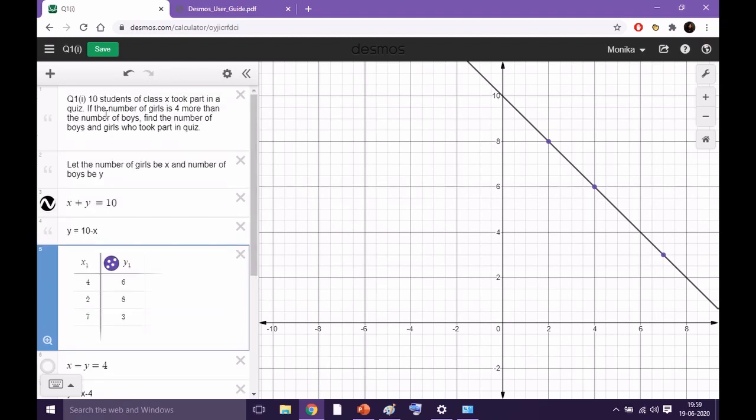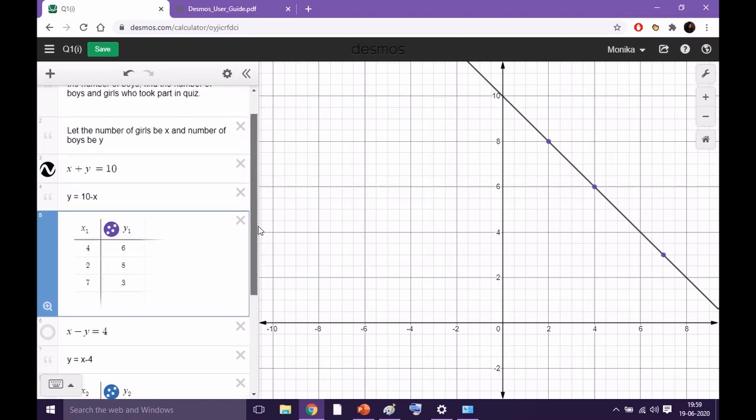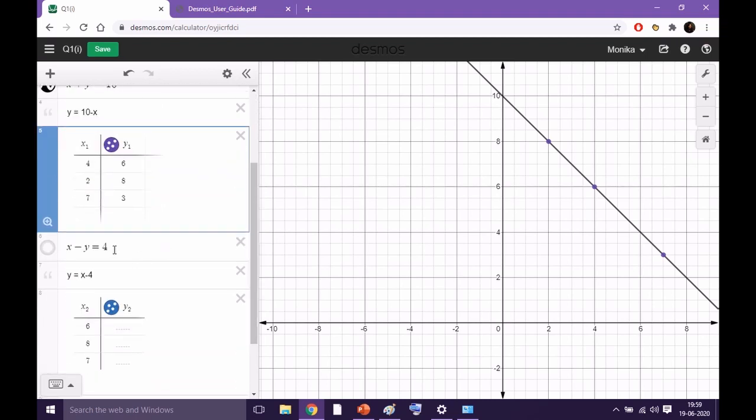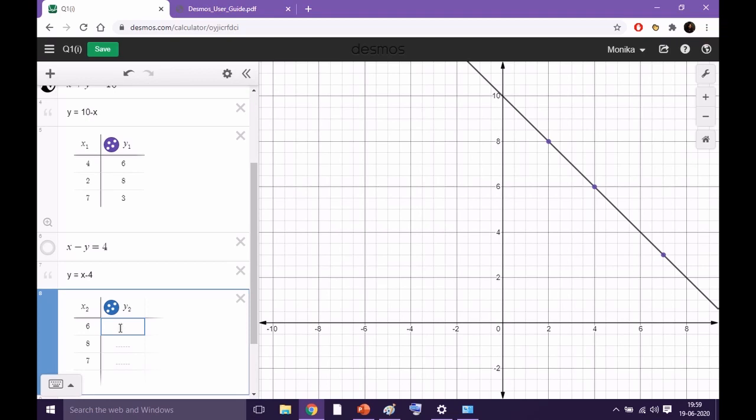Now we come to the question again. It says that the number of girls is 4 more than the number of boys, so I can take the difference. Here I have taken x as the number of girls, so x minus y is equal to 4. Again I have taken y on this side and 4 will come on the other side, y is equal to x minus 4. I'll put the values of x and get the values of y. If I put x as 6, y will be 2. So I have marked the point here, (6, 2).